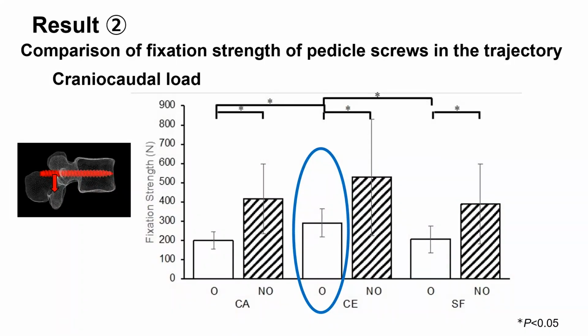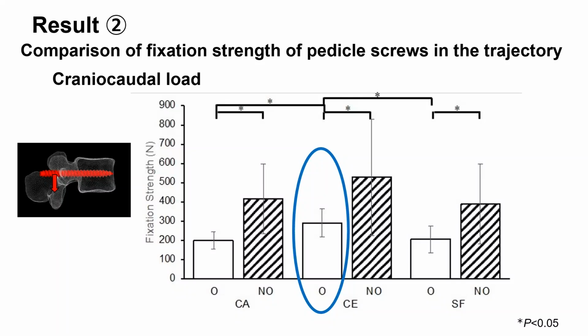In the No group, the fixation strength of the pedicles was approximately 2 to 3-fold greater with statistically significant difference in all trajectories against craniocaudal load compared with the O group. In the No group, the fixation strength of the pedicle screws was not statistically significantly different between the trajectories for any of the external loads.